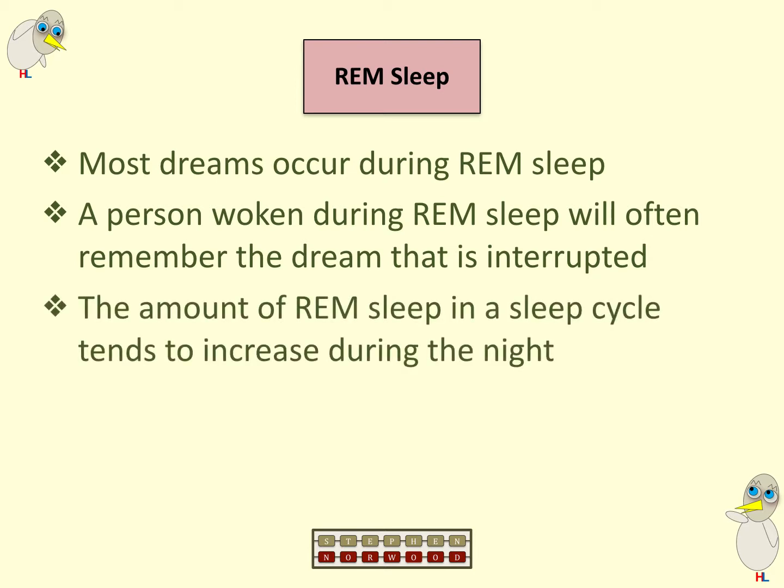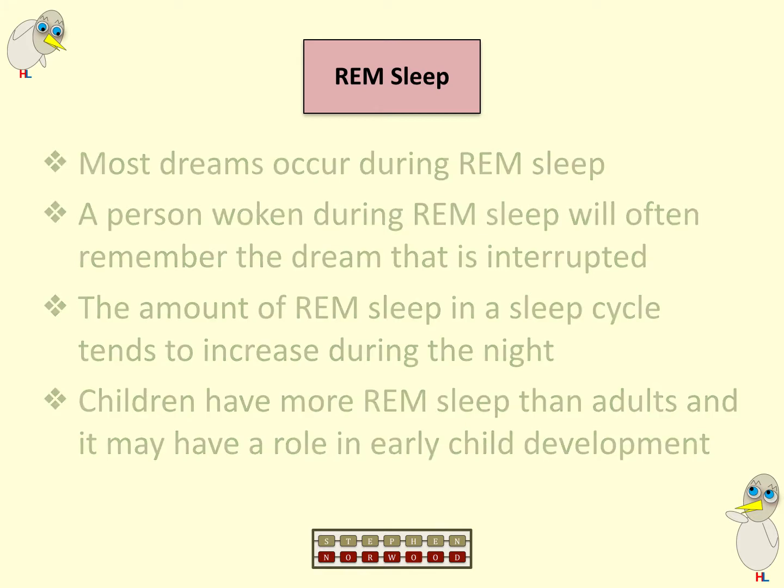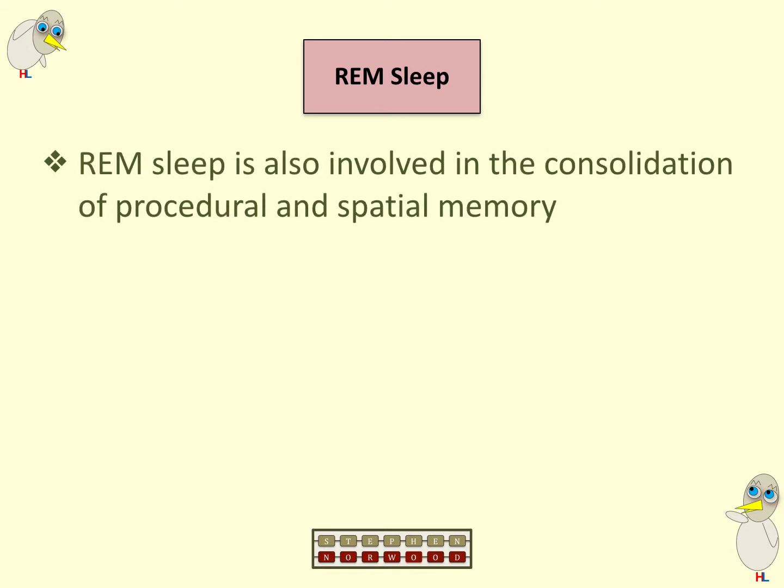The amount of REM sleep in a sleep cycle tends to increase during the night. Children have more REM sleep than adults, and it may have a role in early childhood development. REM sleep is also involved in the consolidation of procedural and spatial memory.